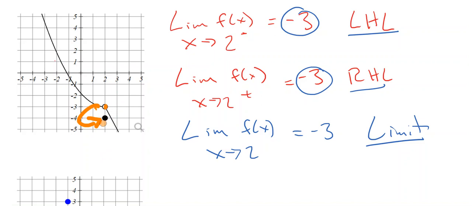But the function value is at -4. So we would say that the function value f of 2, function value at 2, is equal to -4. Well, notice that this is not the same as the limit. So in this particular case, because we have a hole in the graph, the function value is not the same as the limit. So this is where we start to really see the importance in understanding the difference between a limit, which is what the function is approaching as we approach a number, and the function value, which is what the function is equal to at a number.